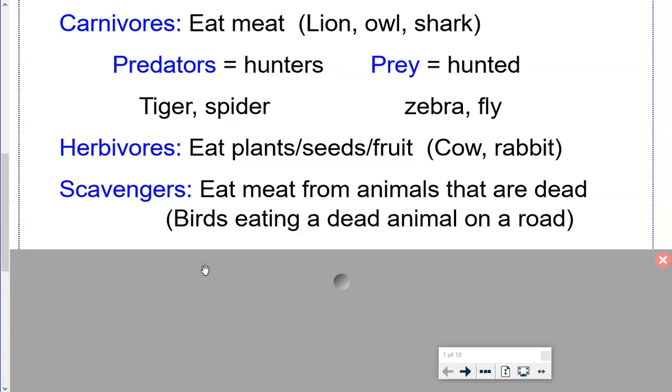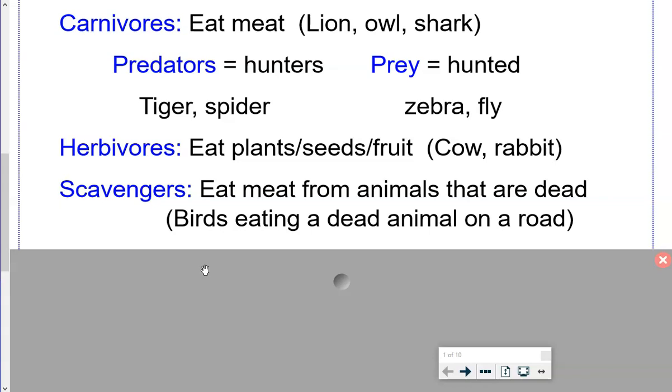The next one we have here is scavengers. And scavengers are creatures that eat meat from animals that have already been killed by someone else. So they're not predators. They don't have hunting skills. But they'll just hang out and look for opportunities to finish eating an animal that somebody else killed.